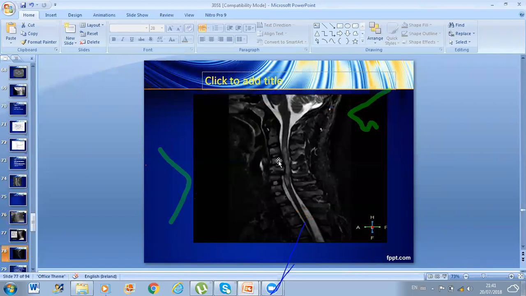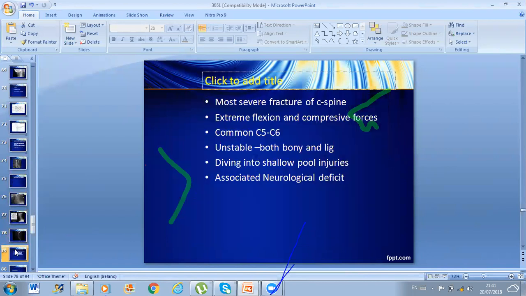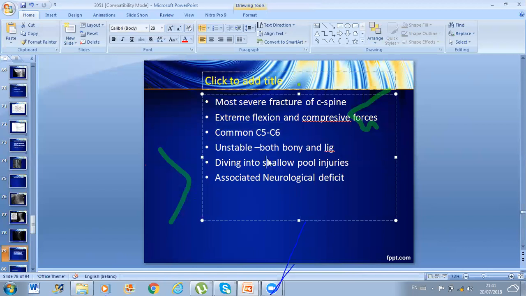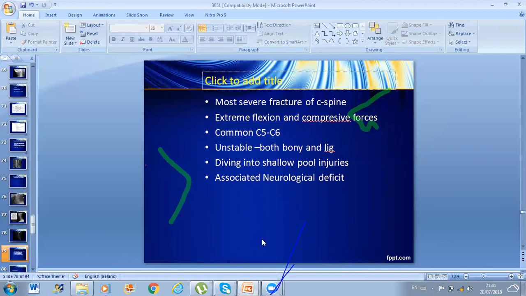So this is the MRI of the same patient. You see the findings. There is involvement of the posterior longitudinal ligament, and even spinal cord compromise. So it is the most severe fracture of the cervical spine, caused by extreme flexion compression forces, mostly C5, C6, unstable both bony and ligamentous. Diving into shallow pool injuries associated with neurological deficit is more common.